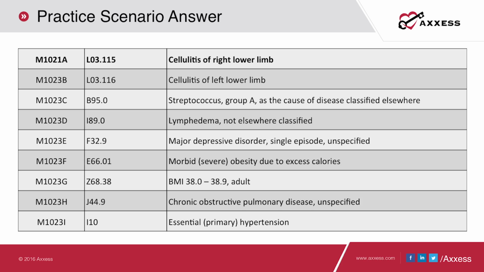F32.9, major depressive disorder, single episode unspecified. We have a height and weight, so we can calculate the BMI, and we had a diagnosis of obesity. So E66.01 is morbid obesity due to excess calories. Z68.38 must go right after that because we have instructions to use additional code for BMI, and that BMI is 38.0 to 38.9 adult. Then we have J44.9 for our chronic obstructive pulmonary disease, and finally I10, essential hypertension.